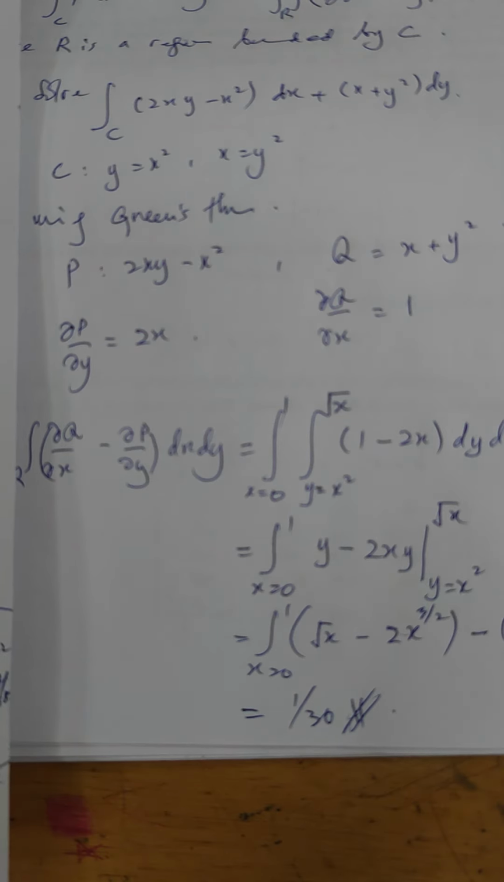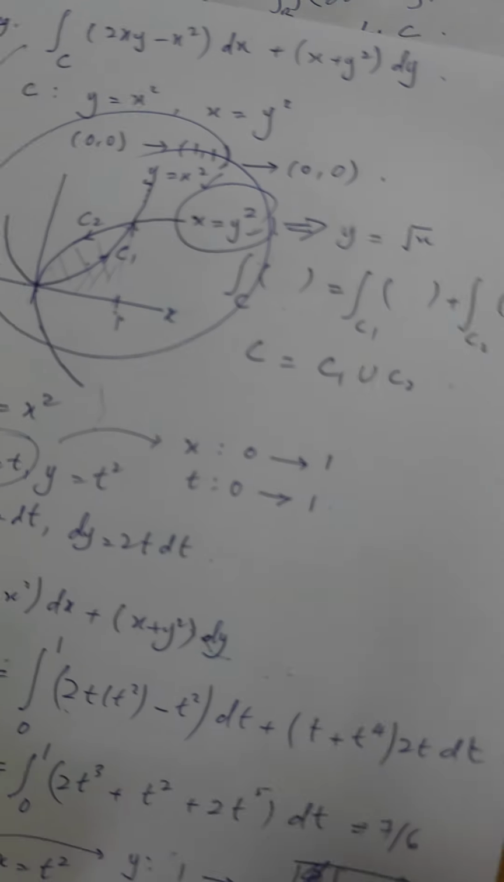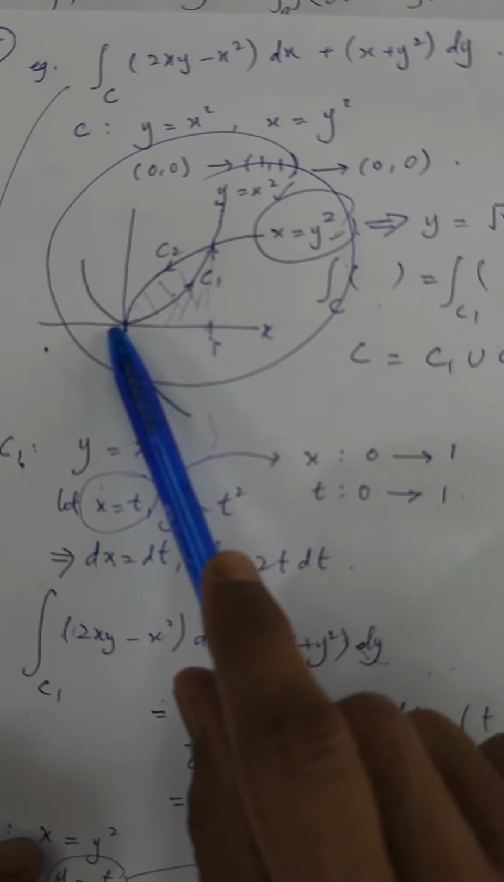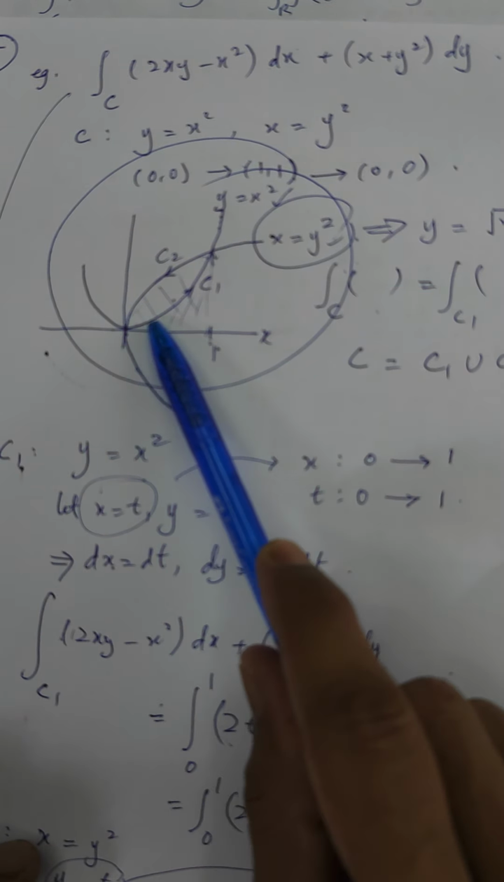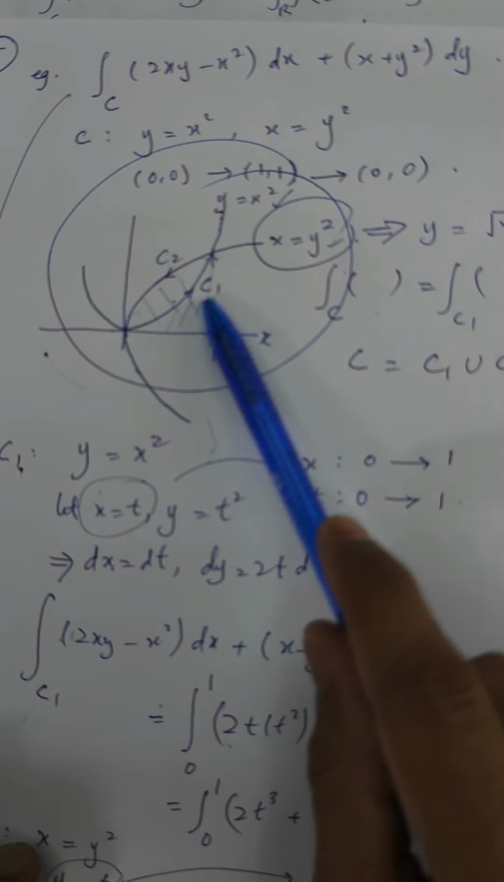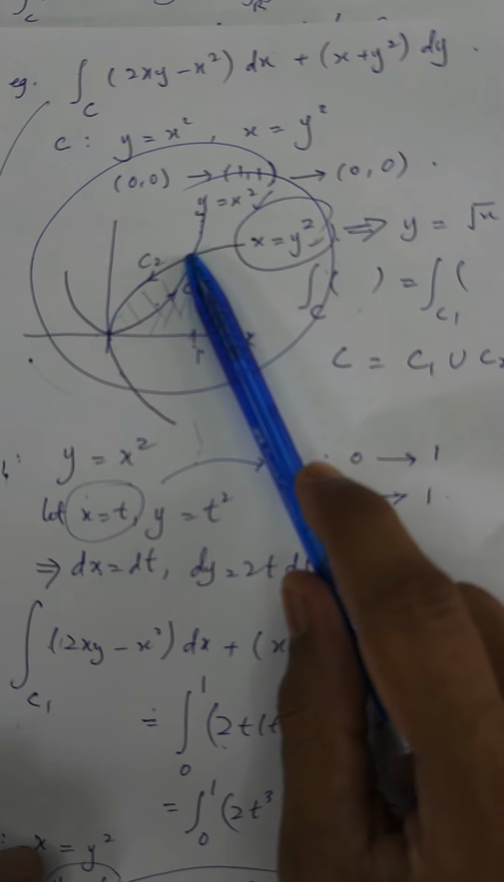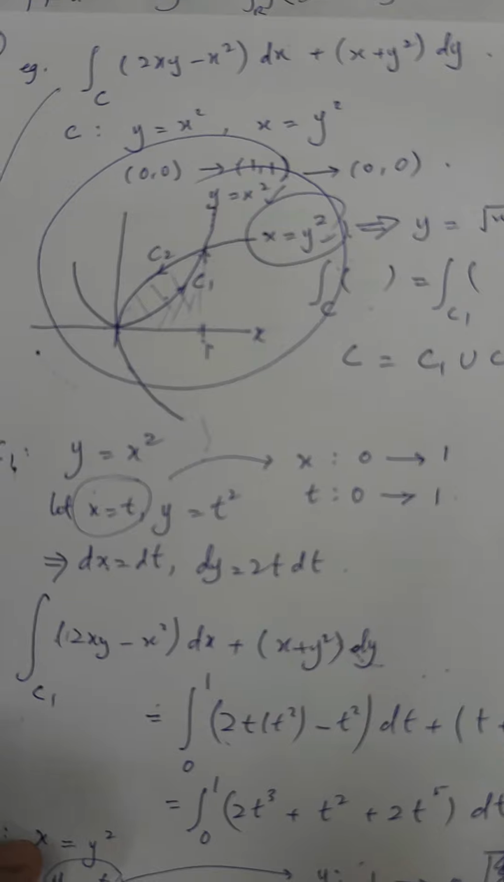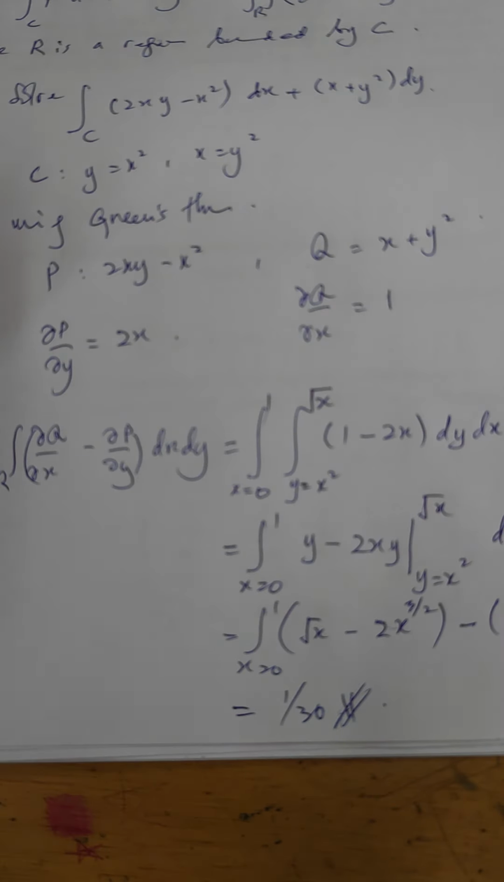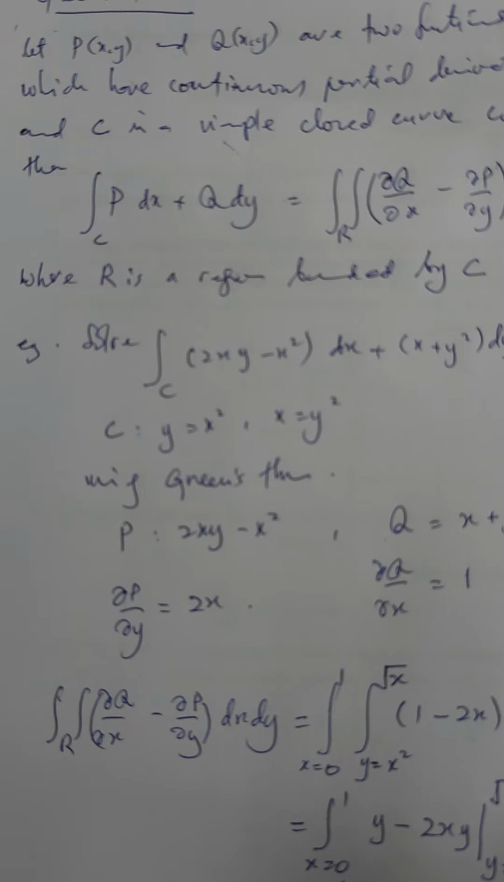Alright, but you have to consider the condition that in order to use Green's theorem, you must have a closed curve, and it must be in the counterclockwise direction. Yeah, counterclockwise direction. All right. So that's the example of Green's theorem.